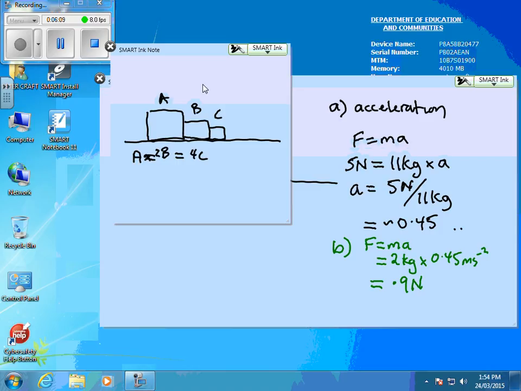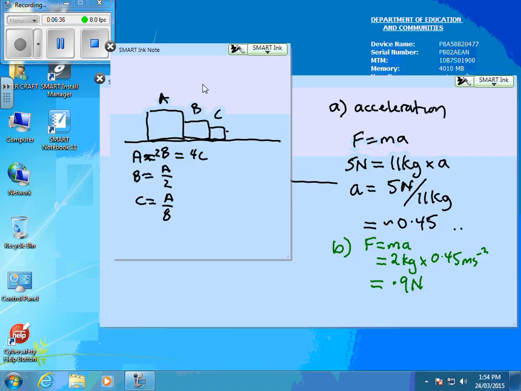No, it's not a nice ratio, it's not like 1, 2, 4. So B equals A on 2, and C equals A on 8, isn't it? Is that right? Oh, I see what I've done. That's what I meant it to be anyway. So I've got some random masses there, okay?